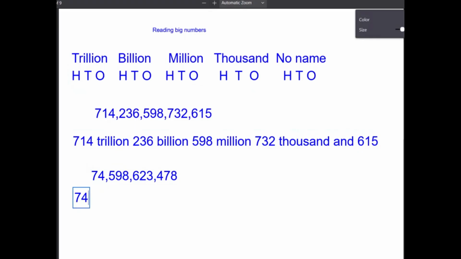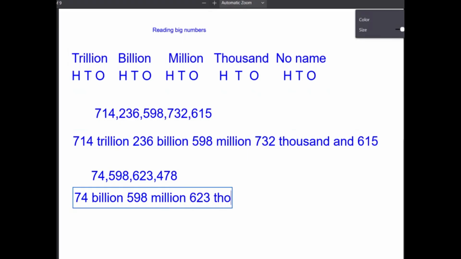So you will read it like that. You say 74 billion, then 598 million, then 623,000, and 478. So this is how you read any number that you want to read.